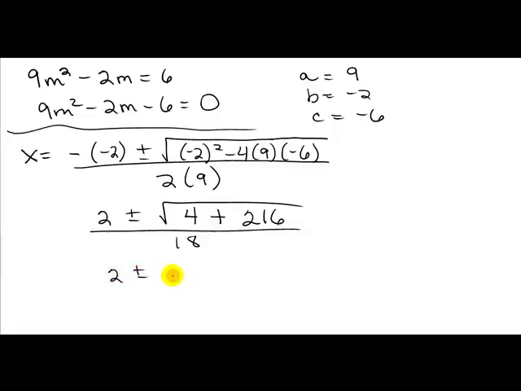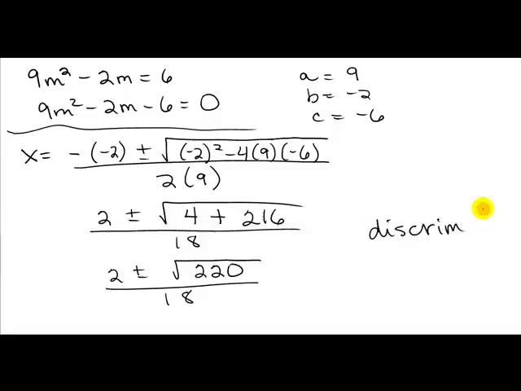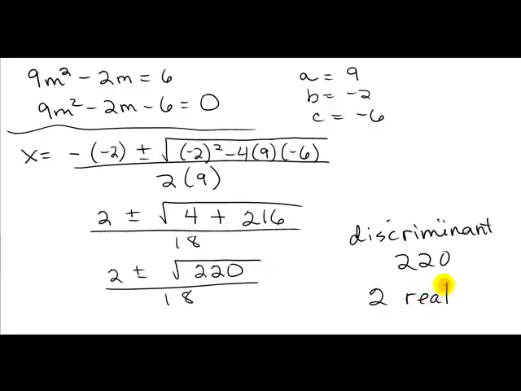These problems take up a lot of paper. So 220 over 18. Just a little side note, the discriminant. I think I'm going to run out of space. Let me move that over a little bit. The discriminant here is 220. That's larger than 0. That means I'm going to have 2 real answers. Now remember, the difference between real and complex is that i, that imaginary number.